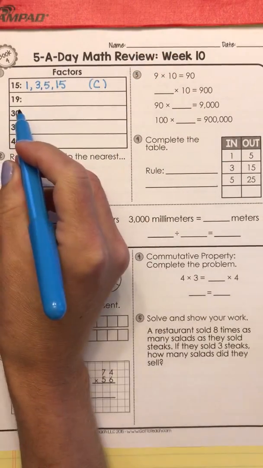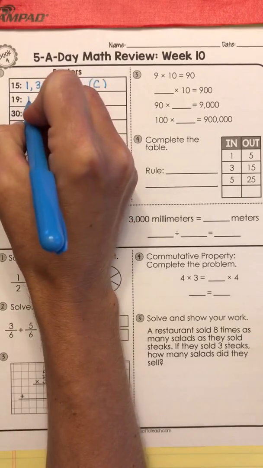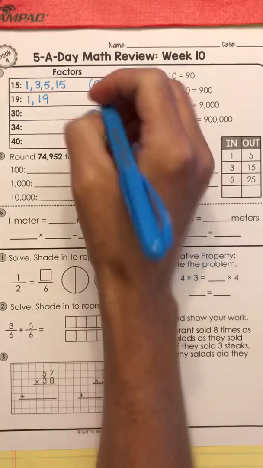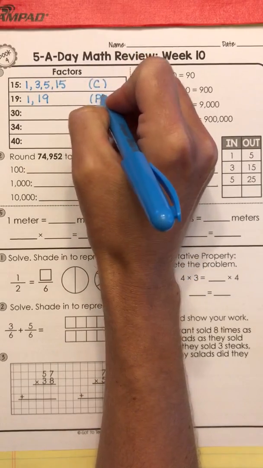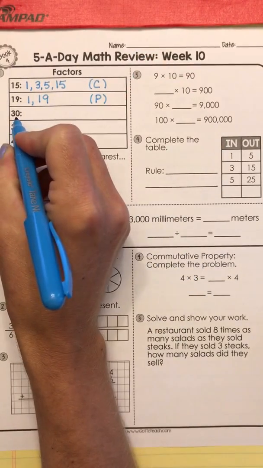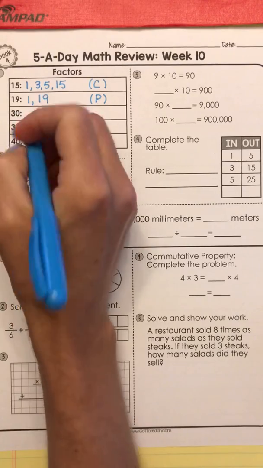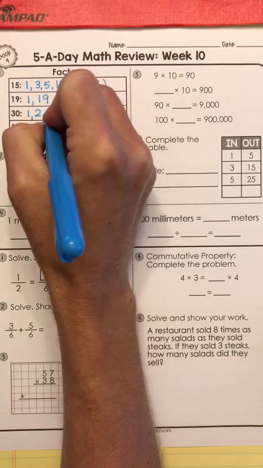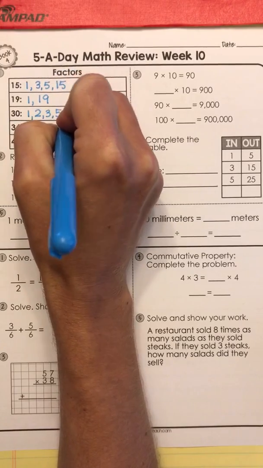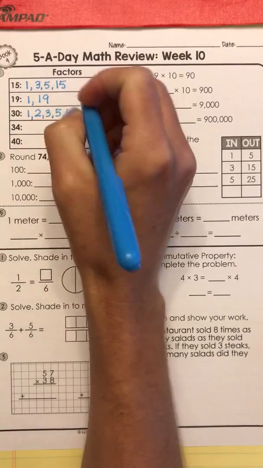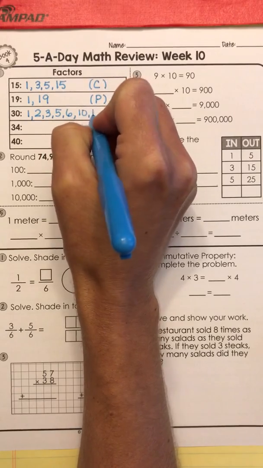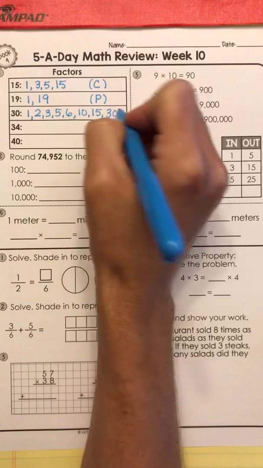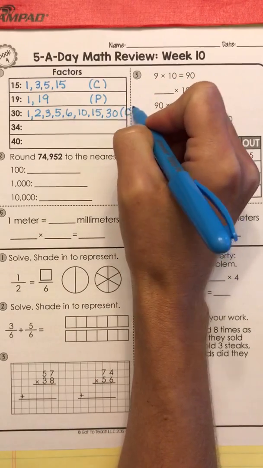Next one, 19. The only factors of 19 are 1 and 19. Since there are exactly 2 factors, 19 is prime. 30. Lots of factors for 30. You should have put 1, 2, 3, 5, 6, 10, 15, and 30, making 30 a composite number.